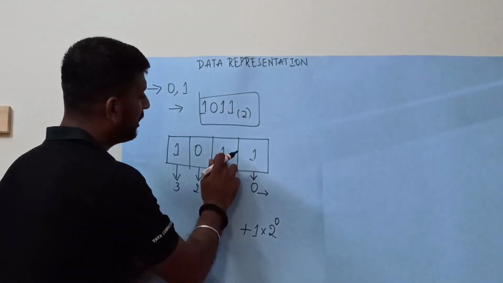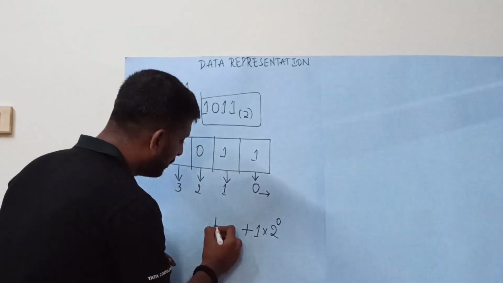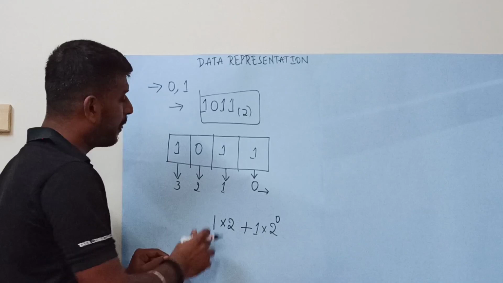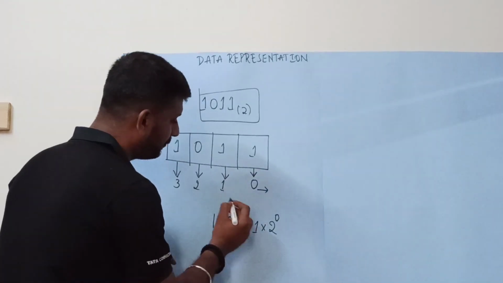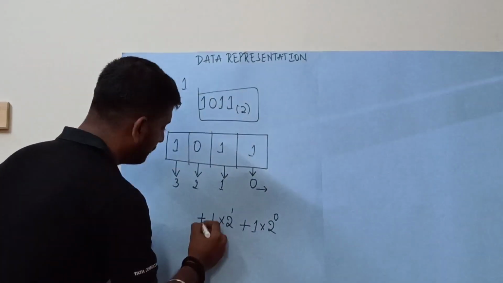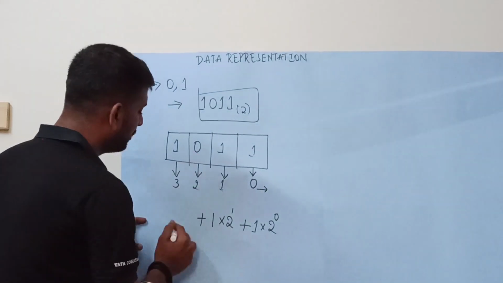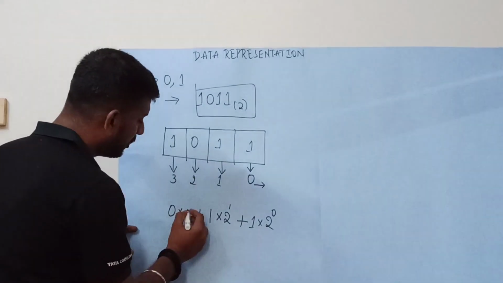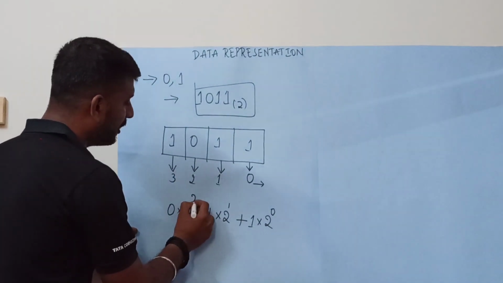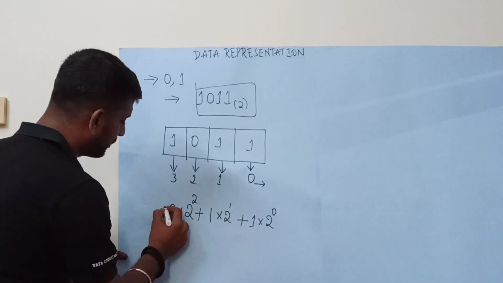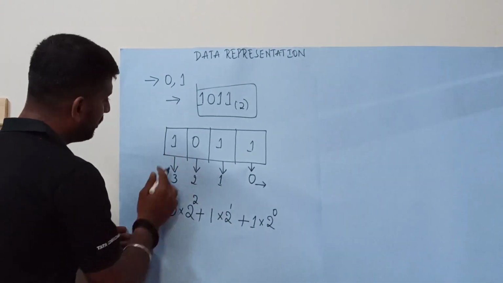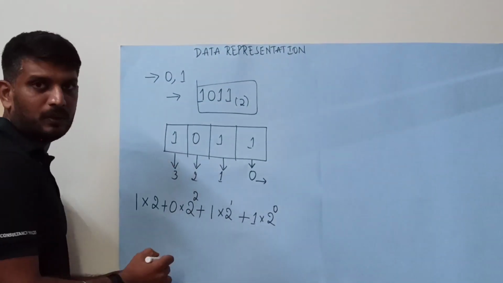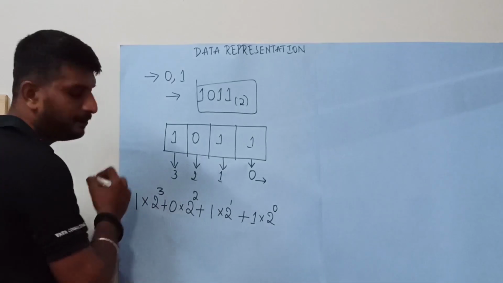Now, I will consider this particular digit. The digit is 1. I have to multiply it with 2. The power is 1. Again, I will go with this digit. 0 is the digit. The power is 2. So, I have to multiply it with 2 and the power is 2. Plus the fourth digit, the digit is 1. I have to multiply it with 2, the power is 3.